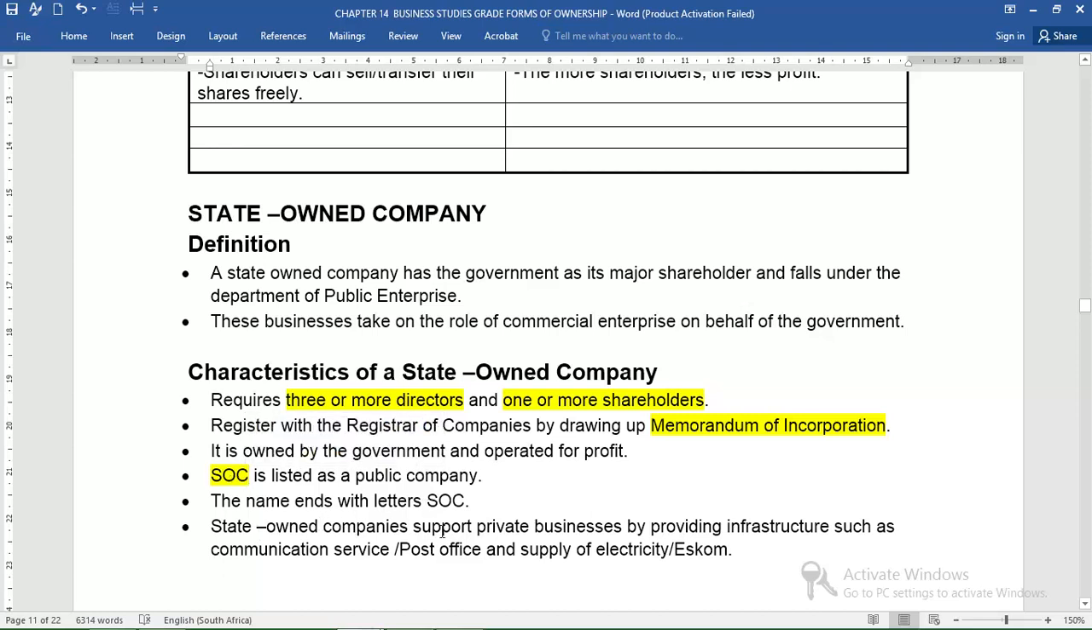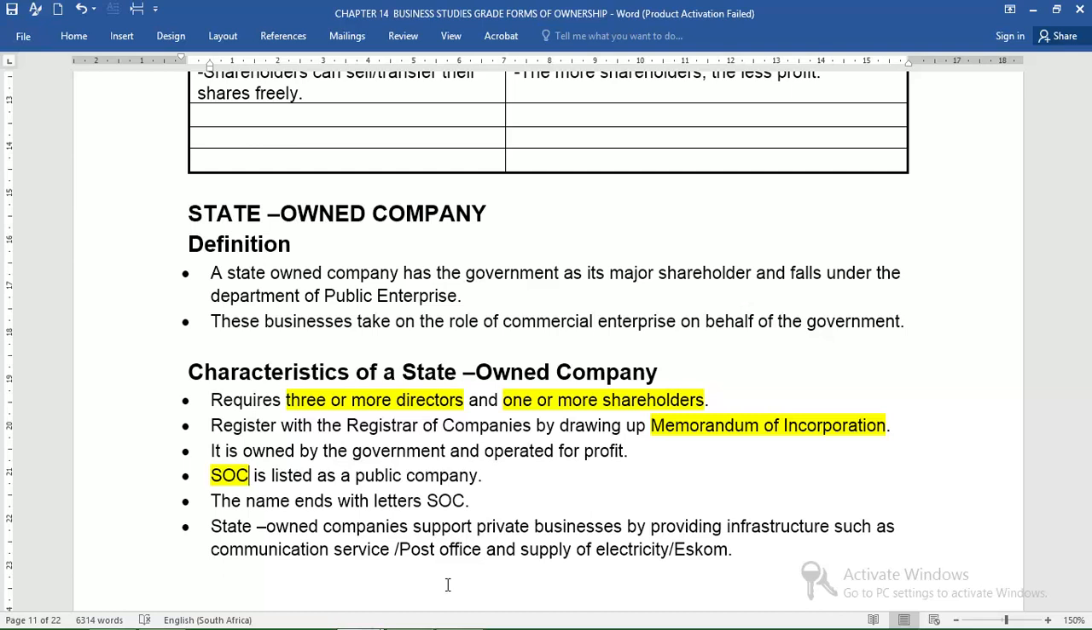Right, and then the state-owned companies support private business by providing infrastructure. Good examples of state-owned companies are Eskom, we know it supplies electricity, people, post office, we have South African Airways, we have Transnet, right? Those are good examples of state-owned companies. They are owned by the government, right?